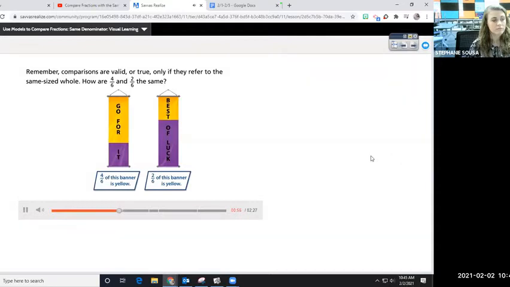How are 4/6 and 2/6 the same? How are 4/6 and 2/6 the same? What is the same inside of these fractions, William?